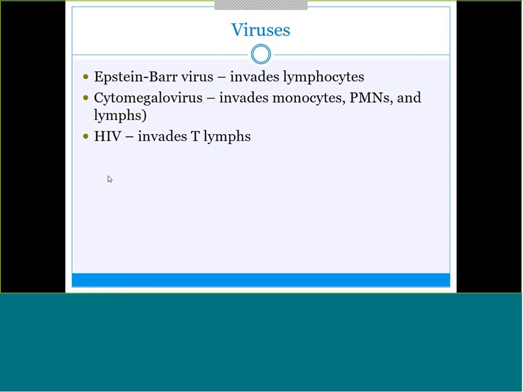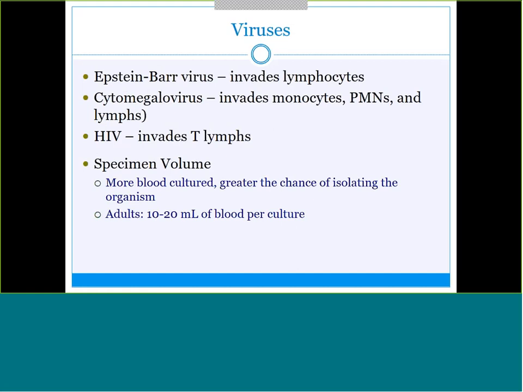Viruses, Epstein-Barr virus, the main cause of that would be infectious mono. So it kind of stimulates and triggers the lymphocytes to become really reactive in that. Cytomegalovirus, and then definitely HIV. So these are all commonly affecting the blood.